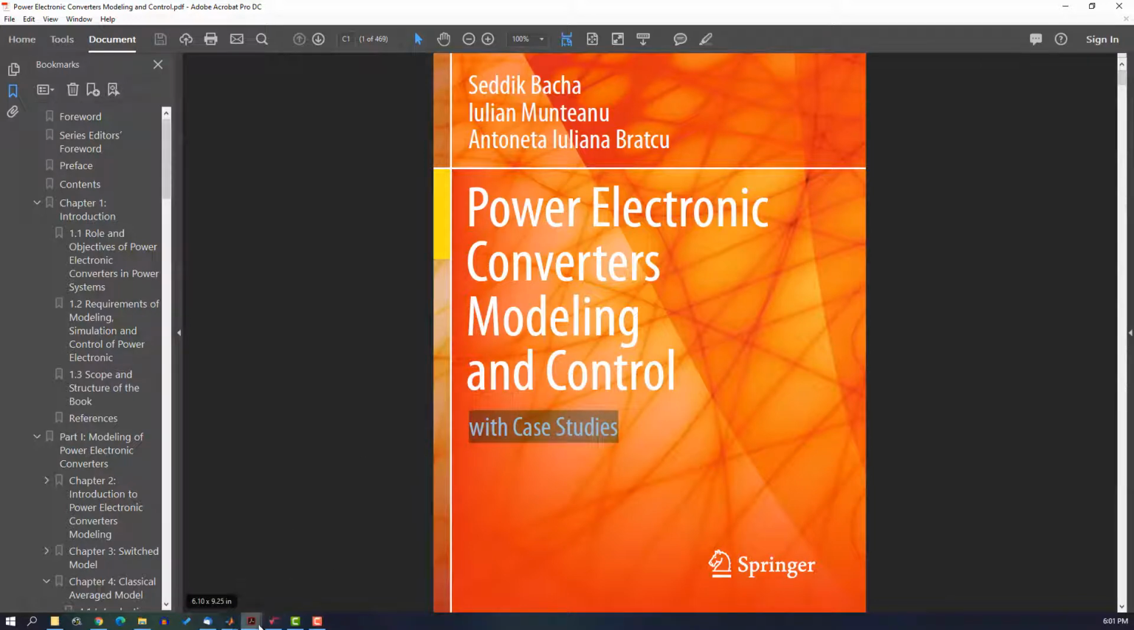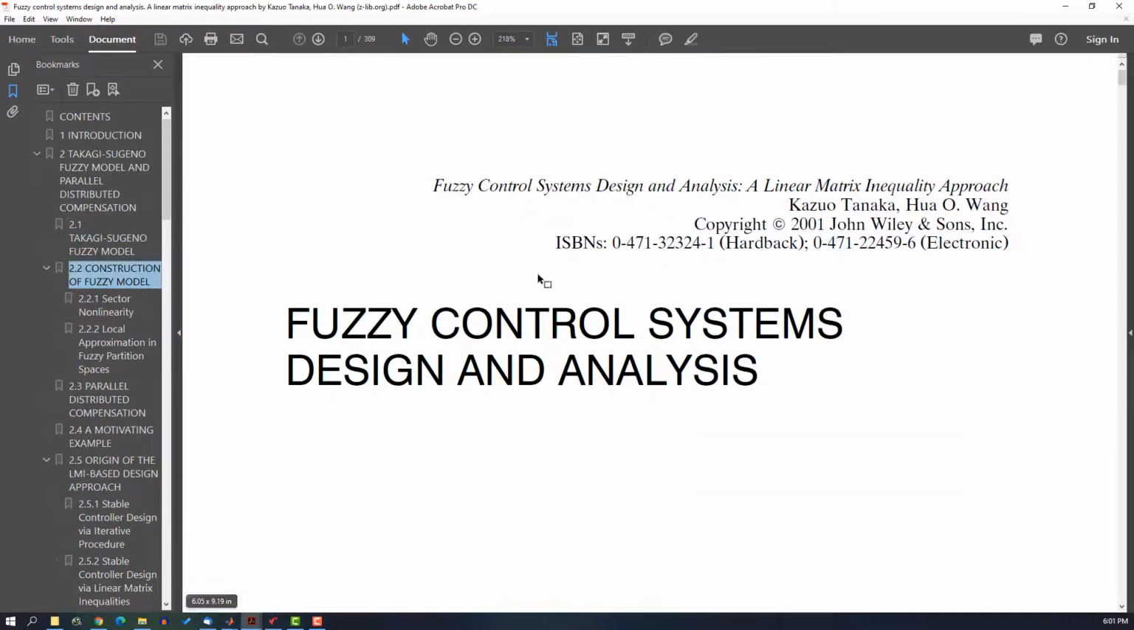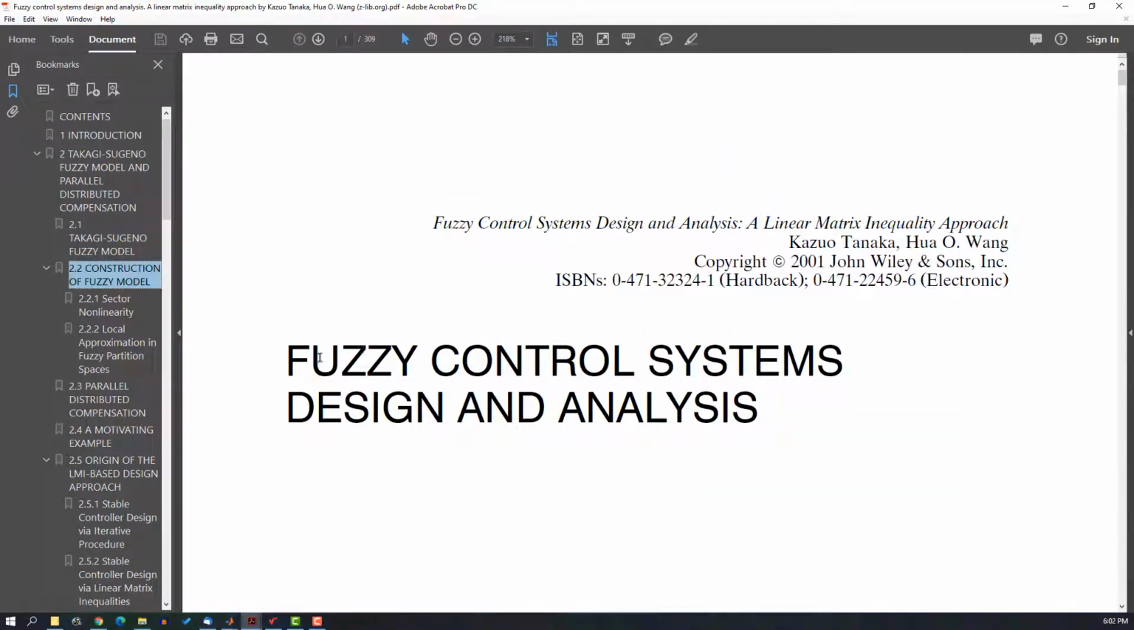And the second one is for the fuzzy. This one is called Fuzzy Control System Design and Analysis by Tanaka. You don't need to read everything, just read some parts of this.